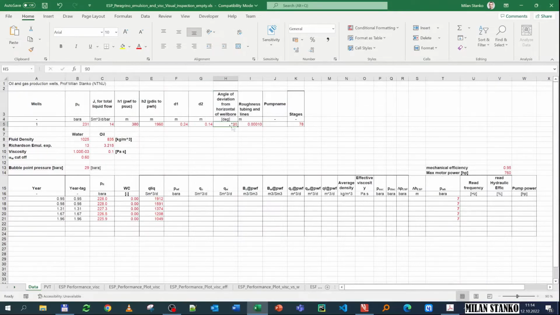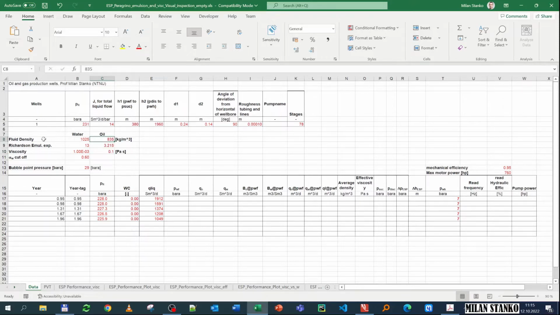The wellbore radius is inclination with respect to the horizontal. It's 90. The roughness of the tubing and the casing is 1 to the minus 5, and you have 78 stages of the pump. And here you have the viscosity of the oil, which is 100 centipoise. This is at suction conditions. We're not going to assume that viscosity is changing with pressure and temperature. We're going to assume a single value. And you're going to assume also a fixed density of the oil, which is 835.